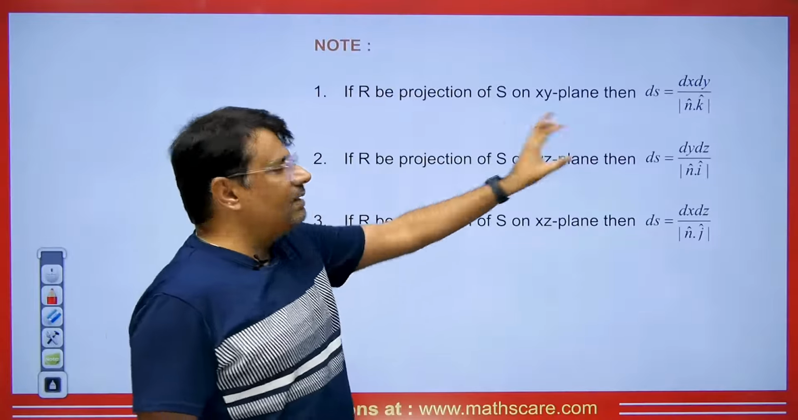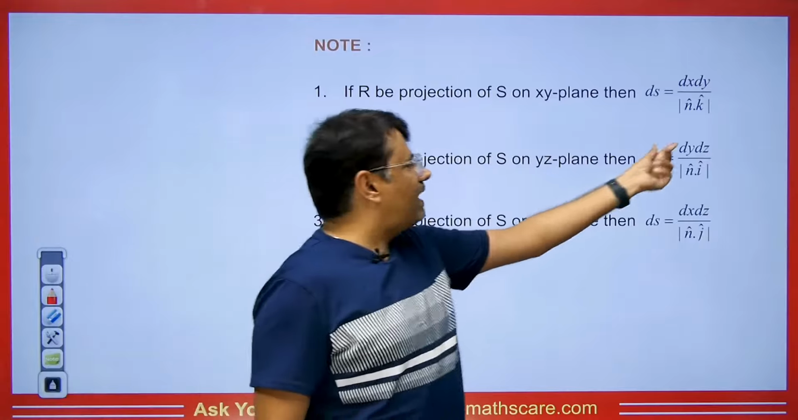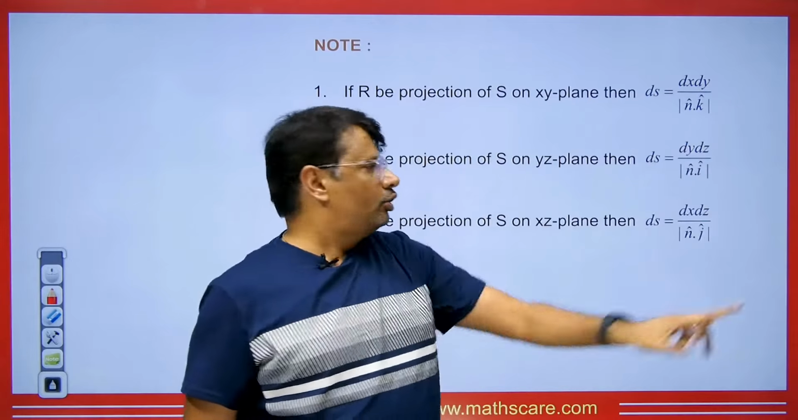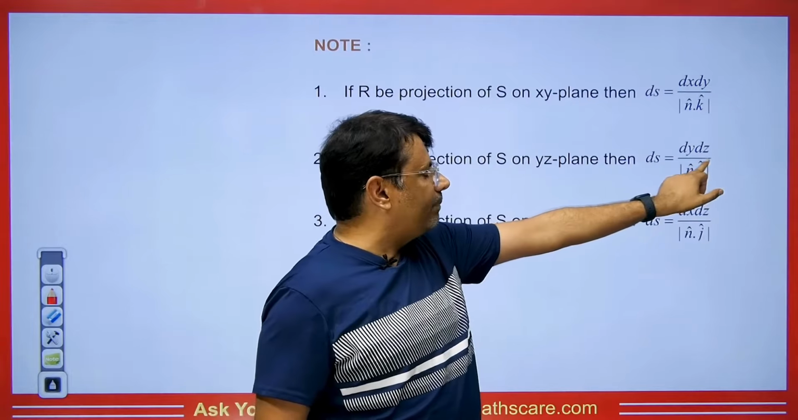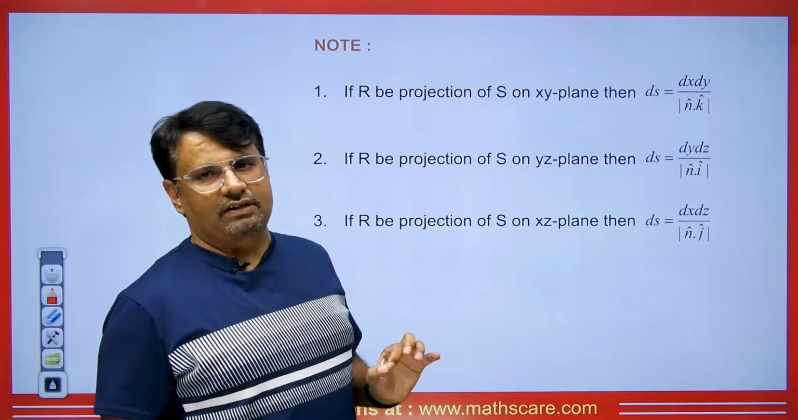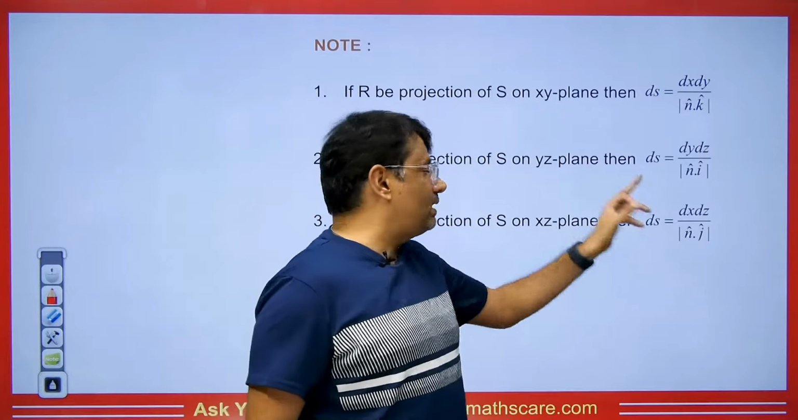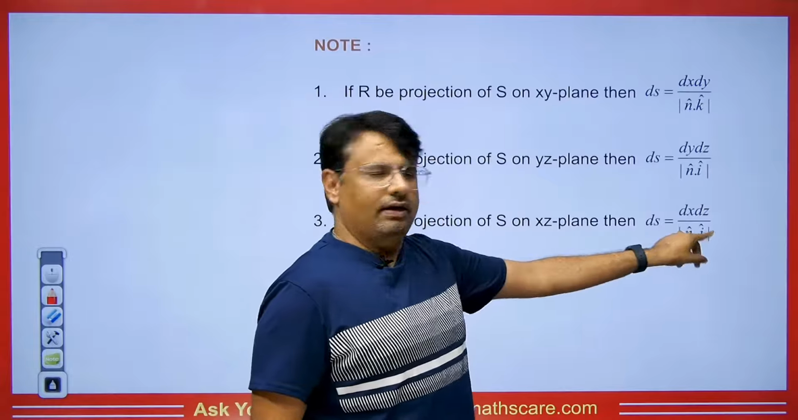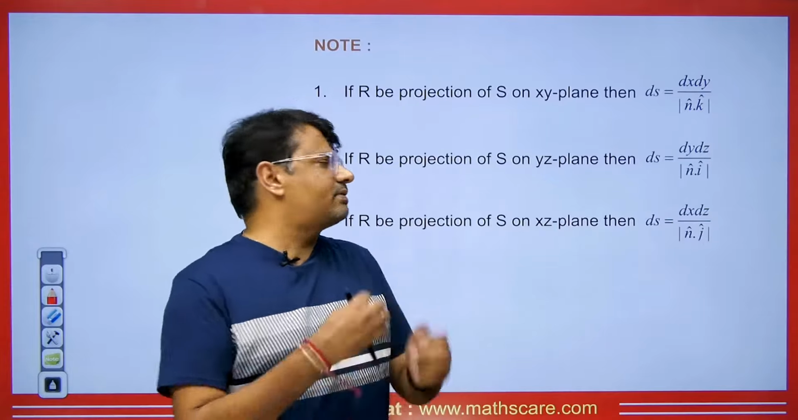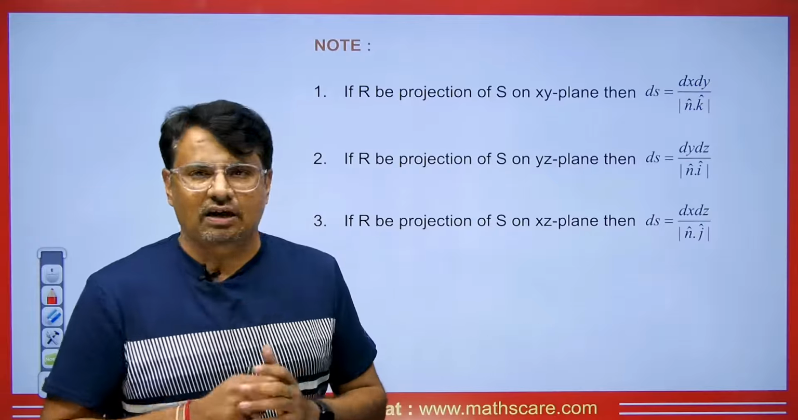Similarly, if we are talking about the yz plane, then yz will be here, and which component is not here? x is not here. So n cap dot i cap will be placed there. Similarly, if we are talking about the xz plane, then it will be dx dz. Now y is not here, so j will be here, and n cap stays as it is. So you need to pay attention to this a little bit. According to this, we have to select dS.